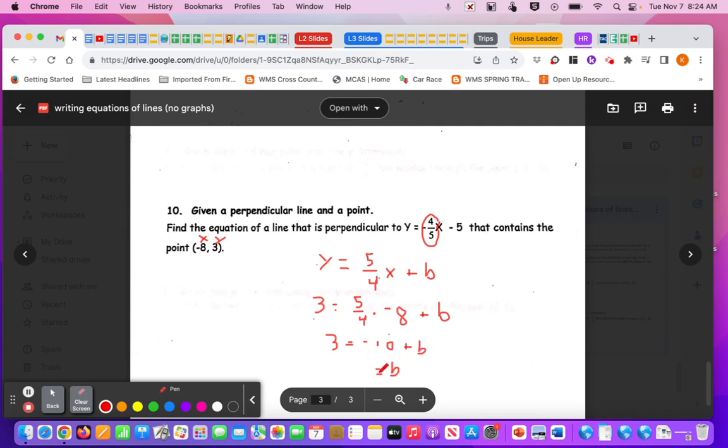So now once I know that, fortunately for me, I now know the y-intercept and I know the slope. And if that's the case, I put those two pieces together and I create the equation y equals 5/4 x plus 13.